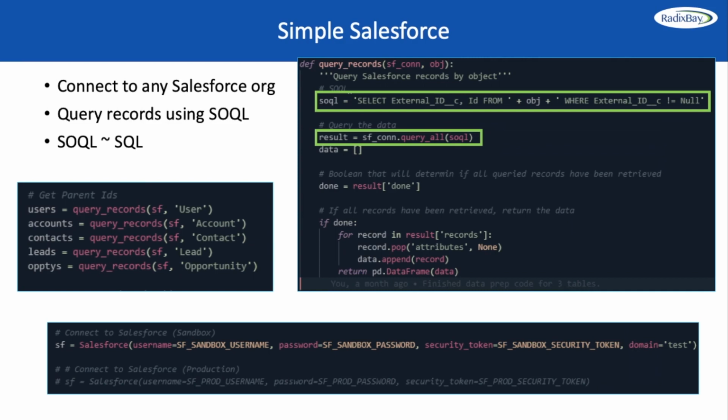The next library I used was Simple Salesforce. Simple Salesforce can be used to connect to any Salesforce org, and you can create records and query records, but I mostly use this just to query records using SOQL. SOQL, or Salesforce's object query language, is similar to SQL. At the bottom, you can see where I connected to the Salesforce org using the username, password, and security token. You'll want to identify the domain if you're connecting to a sandbox, and the domain will be test. Otherwise, you can leave the domain off and you'll be able to connect to a production org.